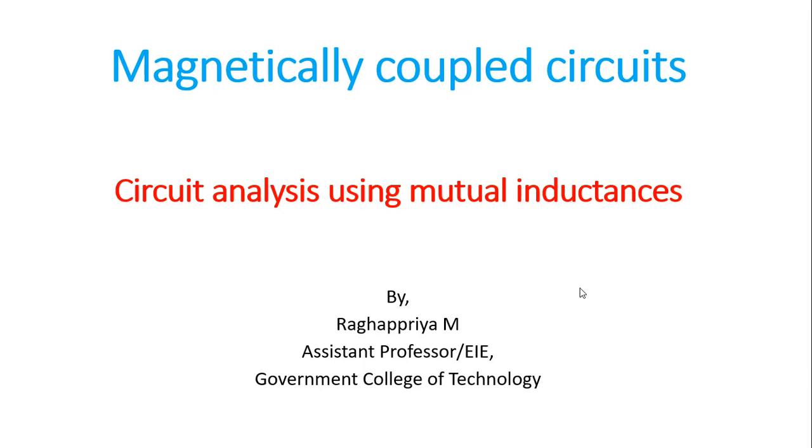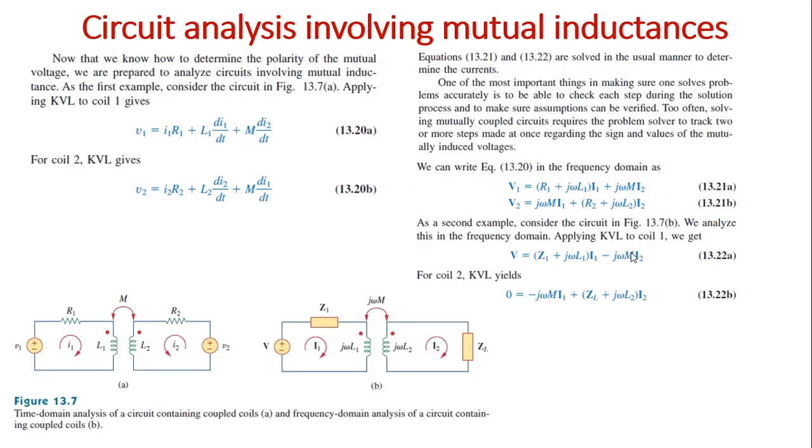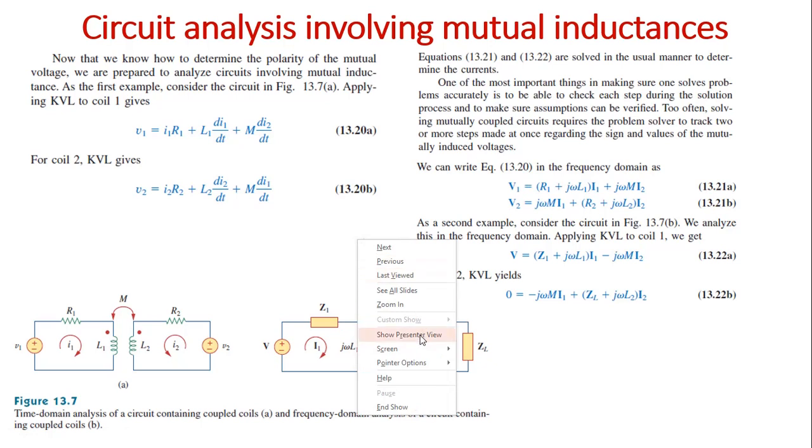Once we know how to assign polarity to the mutual voltage, we can move on to the circuit analysis of coupled circuits. Here, circuit analysis means we can use mesh analysis, node analysis, etc. to analyze the circuit, that is, to determine the voltage or currents in the circuit. So, circuit analysis involving mutual inductance.